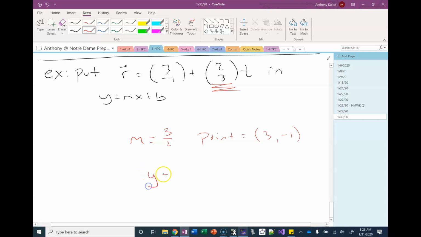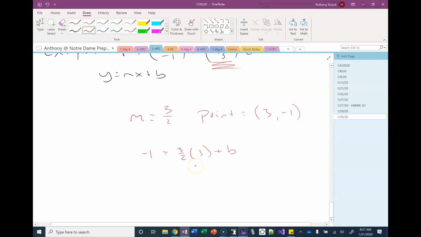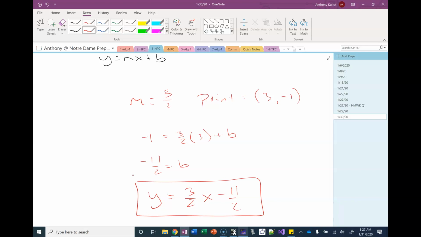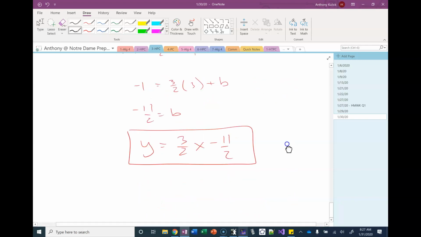So we can then say let's do -1 is equal to 3 over 2 times 3 plus b. Right? So that's going to give me -11 over 2 is equal to b. So we can just say y equals 3 over 2x minus 11 over 2. Sound good to you guys? Okay.